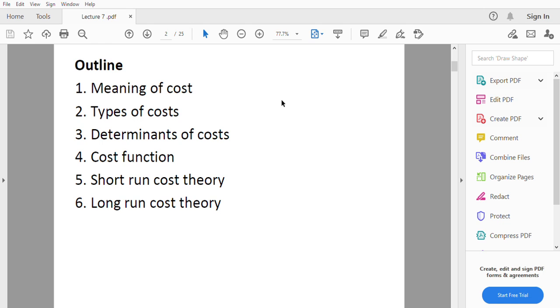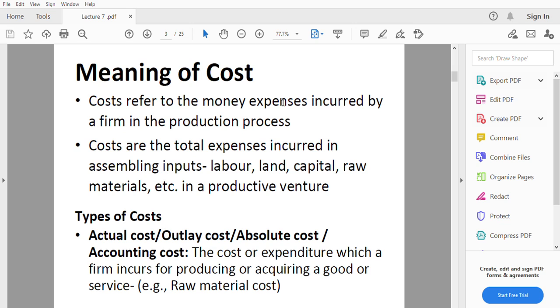And this will be our outline. We'll look at the meaning of cost, types of cost, determinants of cost, cost function, short run cost theory, and the long run cost theory. So let's kickstart. Meaning of cost.